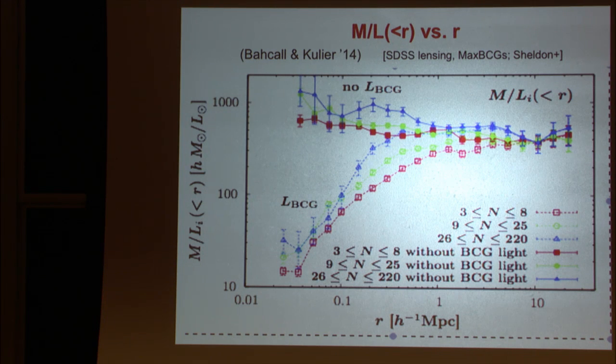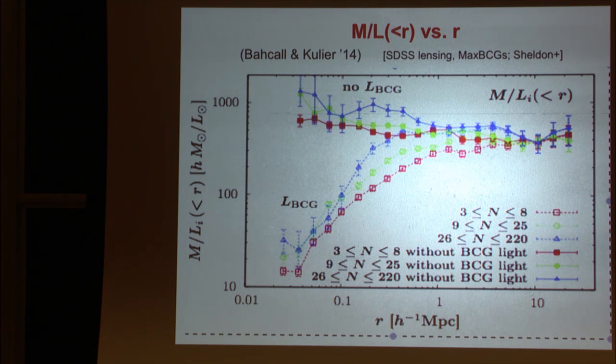It's dominated by light, so you start small, and then the mass starts dominating. But the main thing is that at the order of a few hundred kiloparsecs, 200-300 kiloparsecs, everything flattens out. Mass and light follow each other quite remarkably well. This is all due to the BCG.